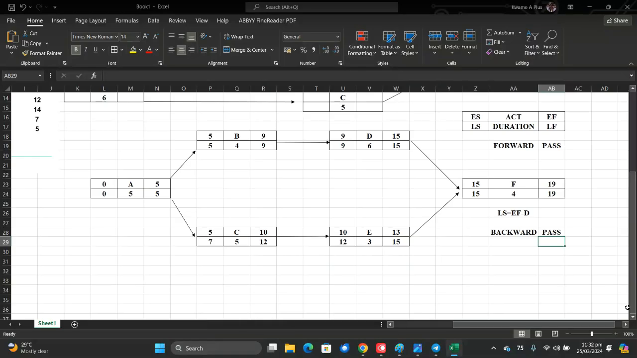So as simple as that. For the last time, forward pass: we add this, we put this right there, we add up, put it right there, add up, put it right there, and then that.